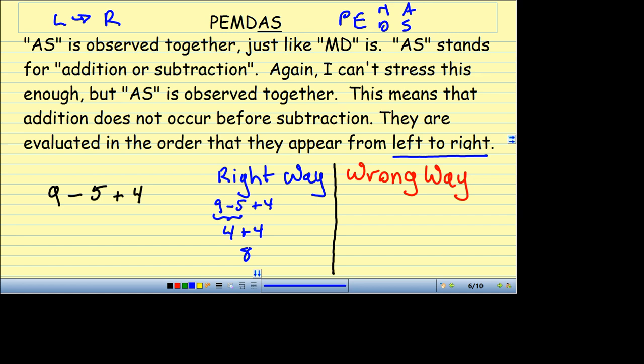Eight. So the wrong way of doing it is people sit there and they're like, okay, I'll take 5 plus 4. Ah, that's a 9. 9 minus 9. Ooh, that's a 0. Yeah. And I'm like, because that's the number of points you're getting. 0. Because it's wrong. Don't be that person.